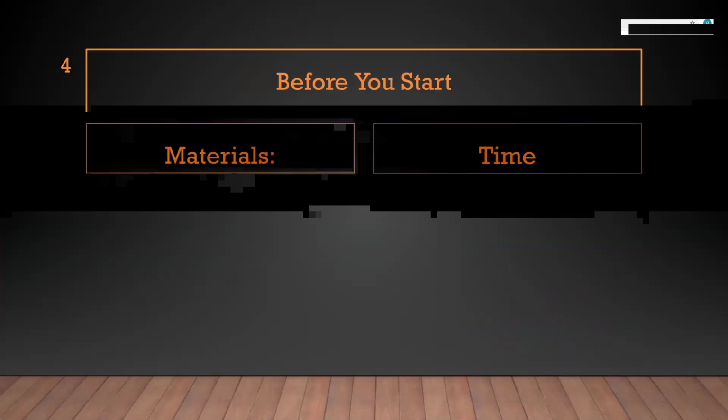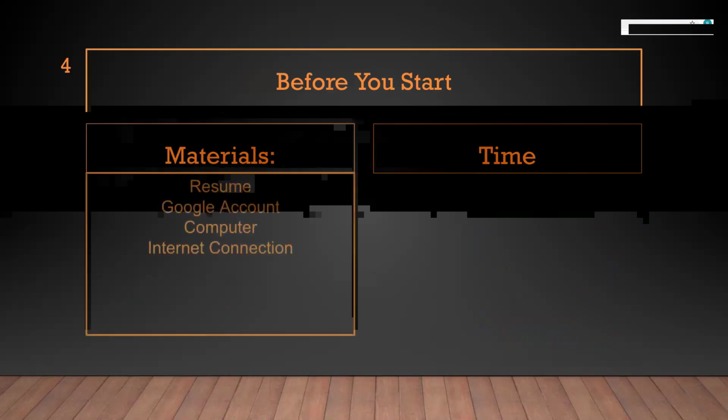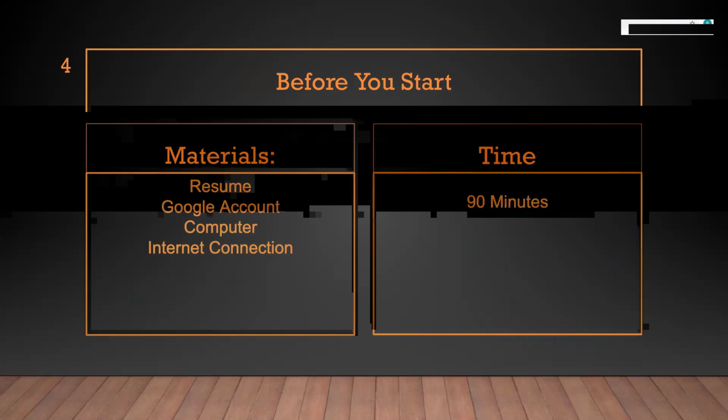Before you get ready with your students, something you need to know ahead of time is the materials that you will need. First of all, you need a resume. You and your students need a Google account. Of course, you need a computer and internet connection. Now, the lesson is going to take you more or less 90 minutes, and this is just to introduce the tools, introduce Google Sites, and start working with the resume.